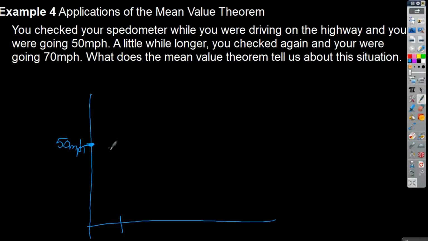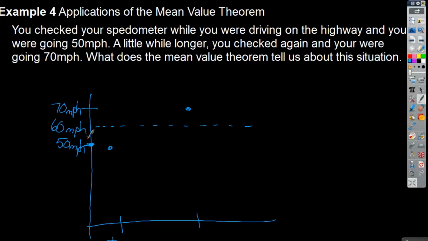I don't know what the time was. It doesn't say anything about the time. At some point later, I checked it again, and I was going 70 miles per hour. So at another time, I was going 70 miles per hour. All I know is that at some point I have to cross the mean value. So the mean value between 70 and 50 is 60 miles an hour.